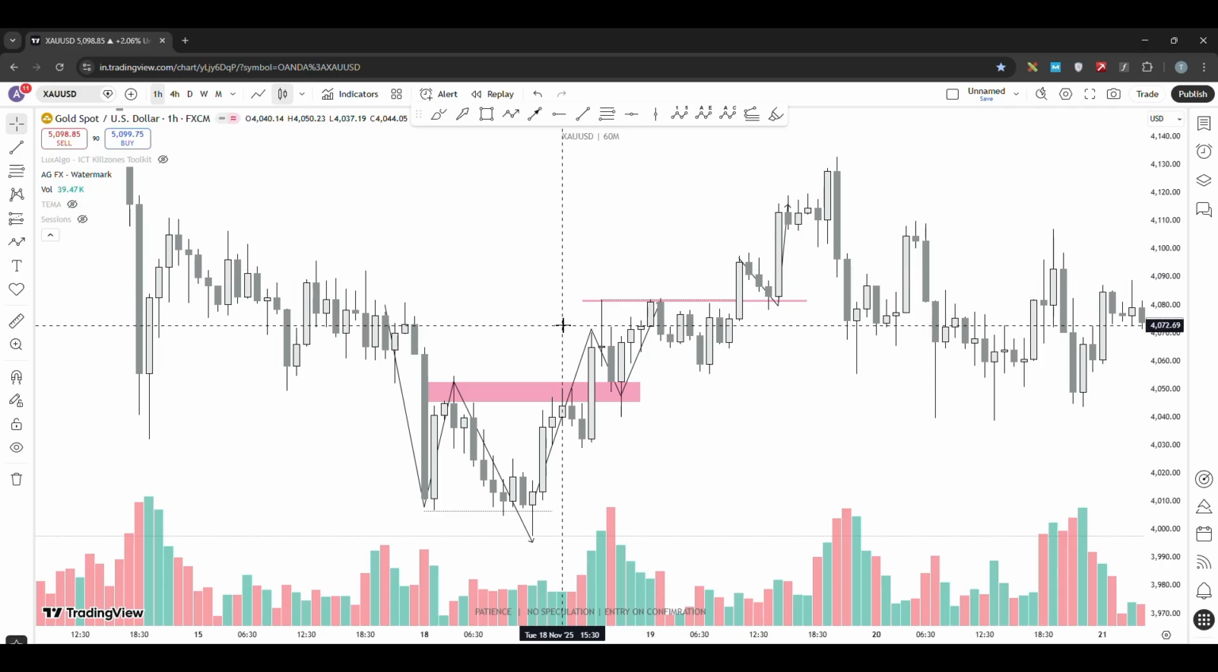Okay, so that's all about breaker and mitigation, and they are also quite powerful POIs that you see in the market. But yes, most of the time the market respects the order block and the fair value gap, but sometimes you will see that mitigation and breaker blocks will also be coming into the picture. So you have to mark these POIs as well along with the order block and fair value gap.